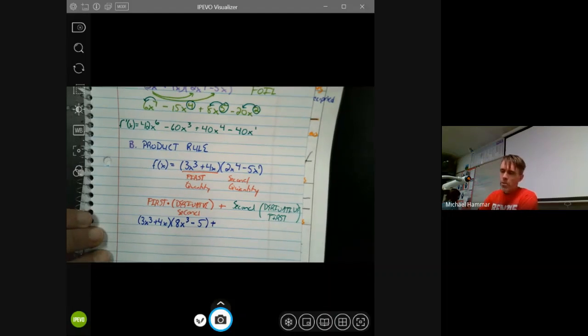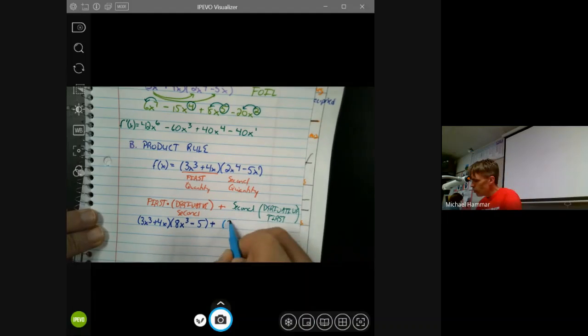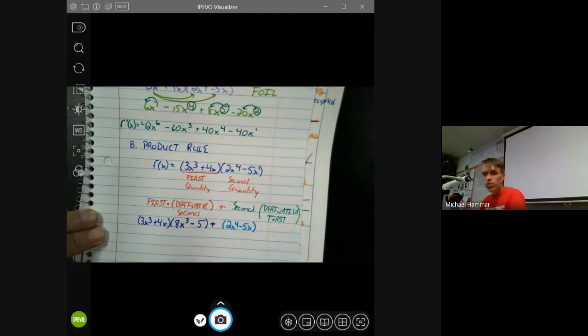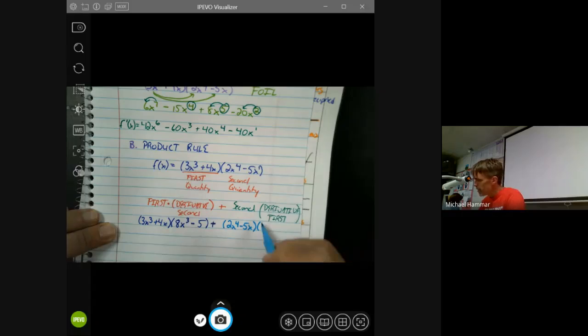Okay, so let's go to the next part. Now we're going to add the second. So we have to take the second one, which is 2x to the fourth minus 5x. Don't do anything with it, okay? Just take the whole second quantity times the derivative of the first. So use the power rule. 3 times 3 is 9. And then you have to subtract 1, so it'll be 9x squared.